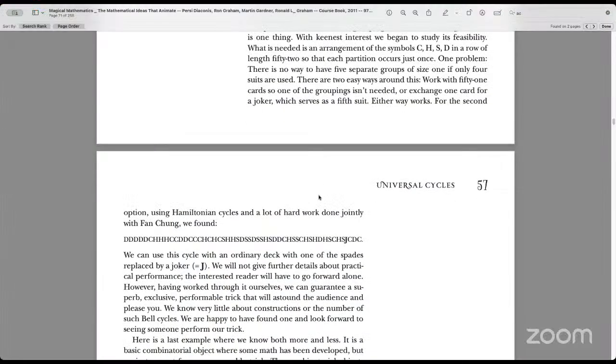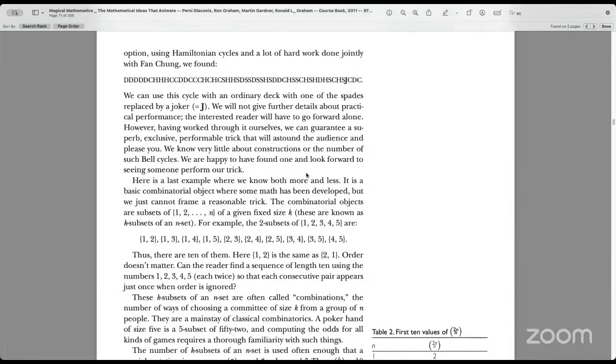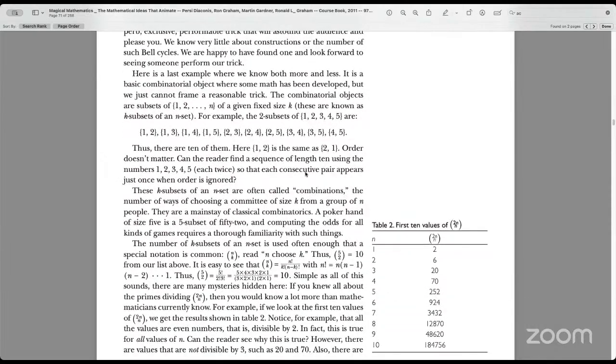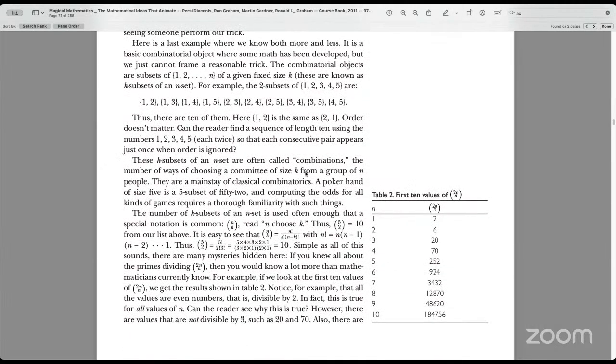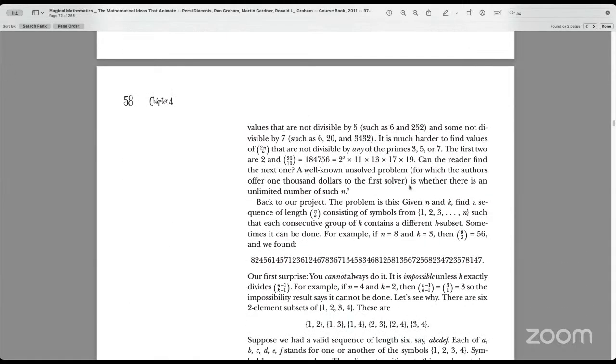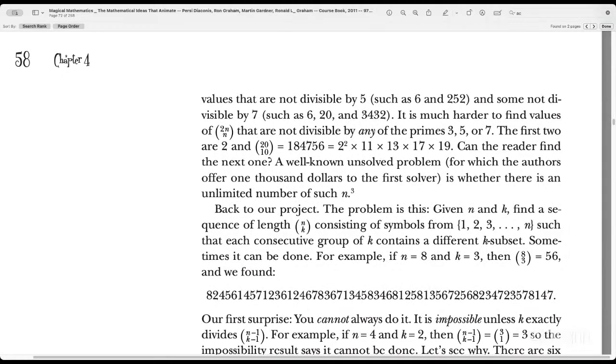So I think we're done with the first part of this. For the second part, I actually don't have too much to say, except for, like I said, there's some really nice combinatorics. So they talk about the binomials n choose k. And here is a concrete question. Given n and k, two parameters, find a sequence of length n choose k consisting of symbols from 1 to n such that each consecutive group of k contains a different k subset.